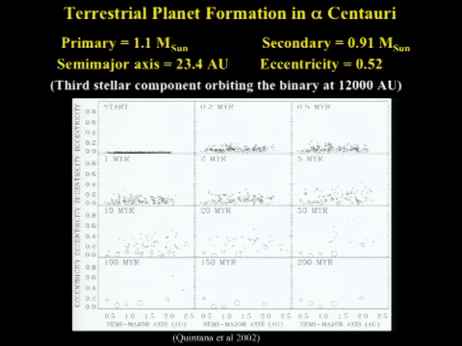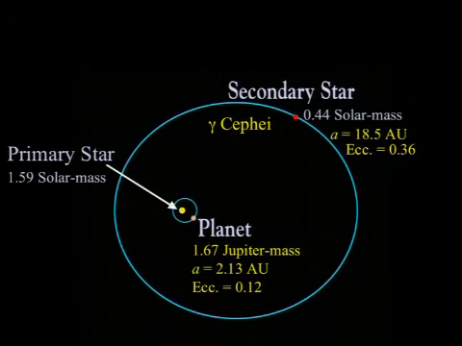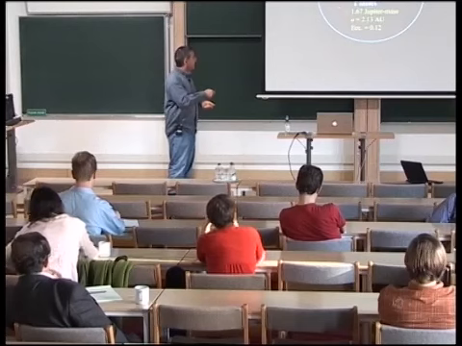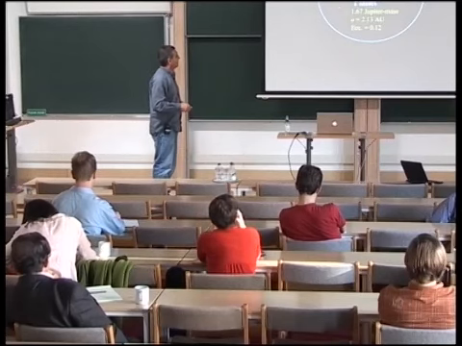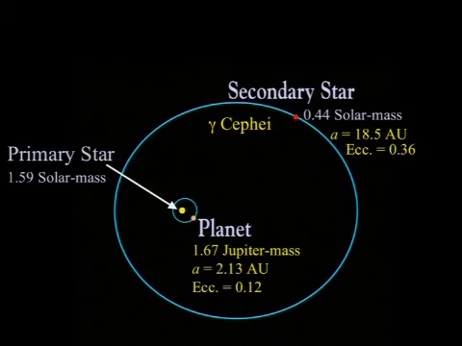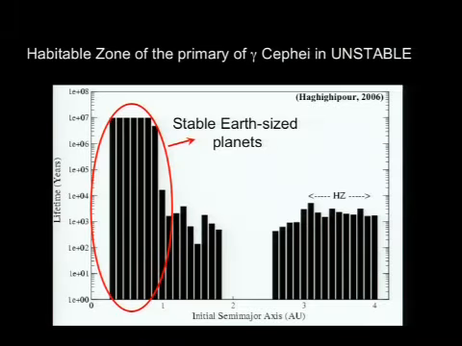Because I was interested in binaries that already have giant planets in them, I went back and looked at this system and tried to understand whether this system can have terrestrial planets and whether we can form terrestrial planets in systems of this sort. So what I did was that I put a lot of Earth-like planets in this region and studied their stability.